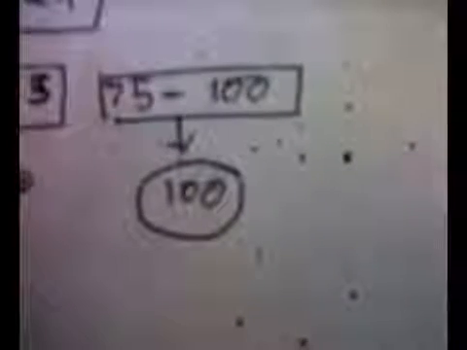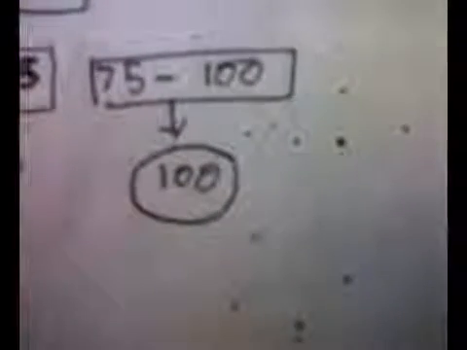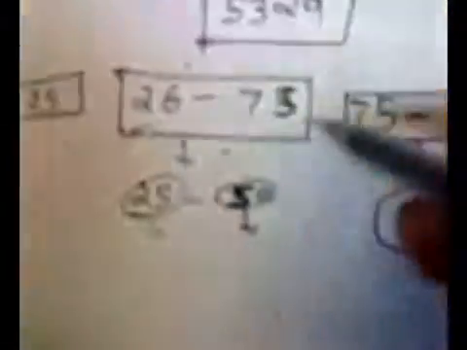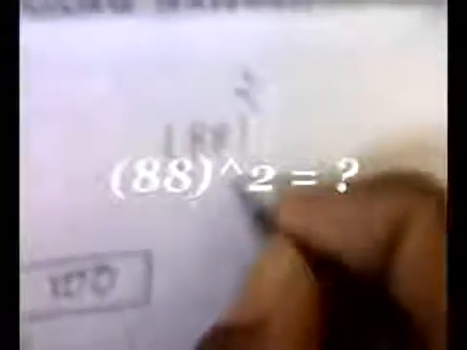Now we'll calculate squares of numbers which are between 75 to 100, like 76 to 99. That's even the same procedure, but we will use the base as 100, as we have used base as 25 and 50 for these numbers. We'll just use base as 100 for the numbers which are between 75 and 100. Let's take an example. Say the square of 88.